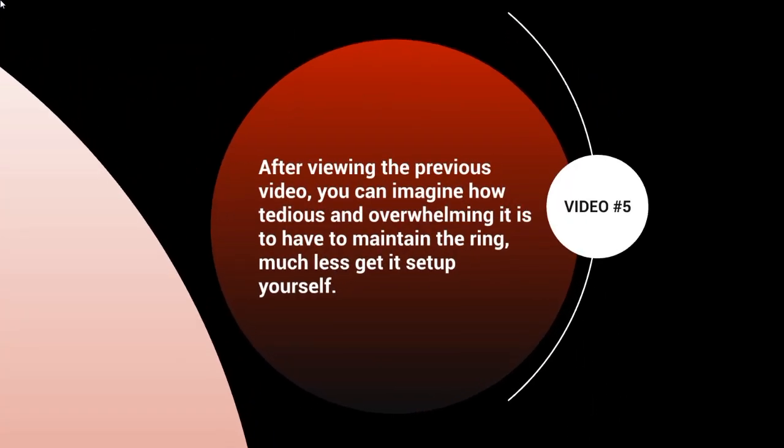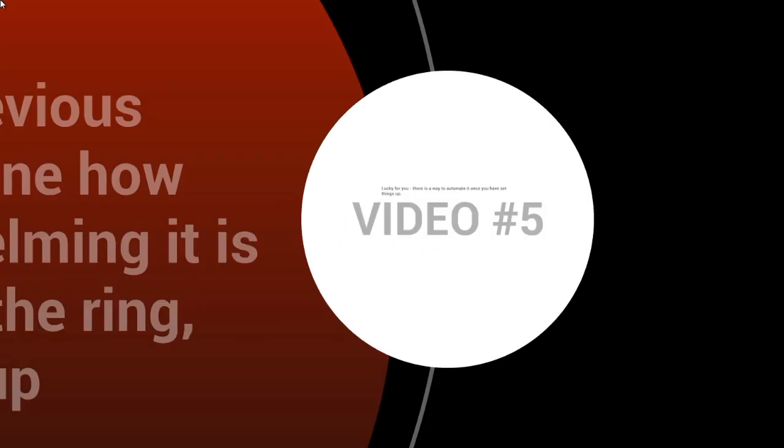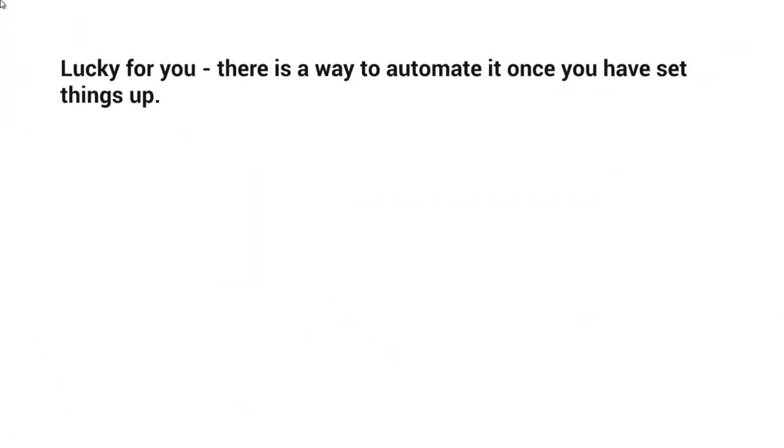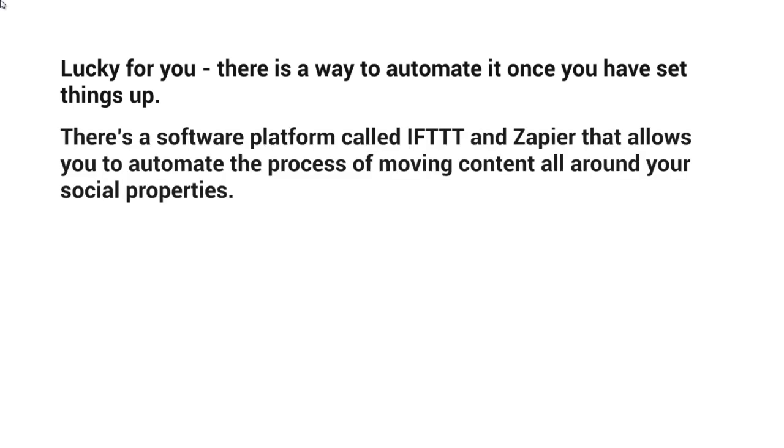Hello and welcome back. This is video number 5. We're going to talk about how to automate the ring, now that you understand how everything is interlinked, how everything is connected, and how you can be creative and make your own ring. So after viewing the previous video, you can imagine how tedious and overwhelming it is to have to maintain the ring, much less get it set up yourself. But lucky for you, there is a way to automate it once you have set things up. Getting things set up is the tedious process.